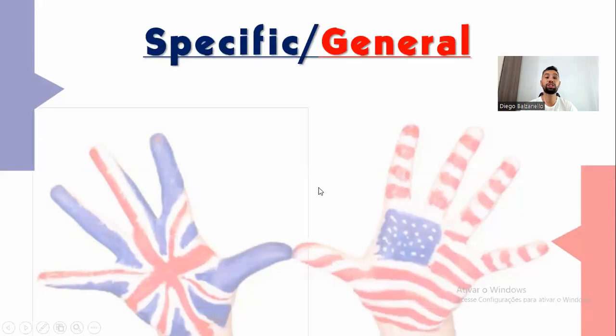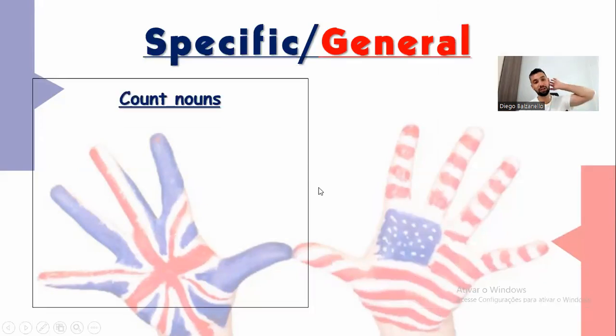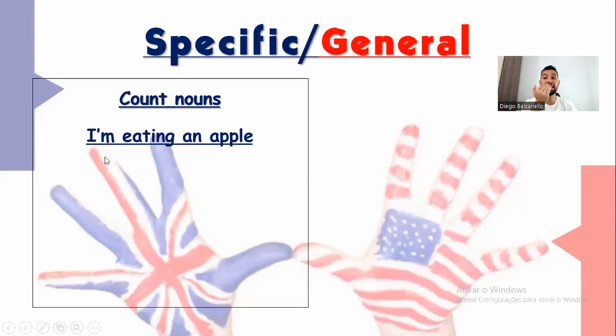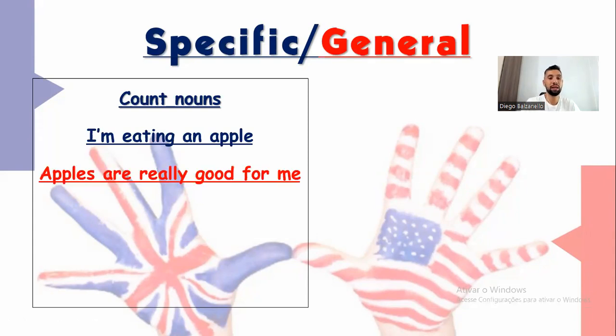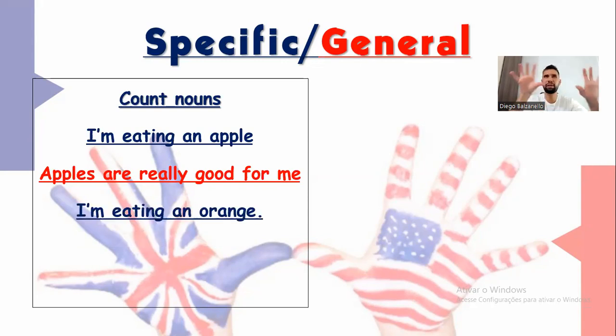Specific or general? One is specific for count nouns. I'm eating an apple. Okay. Apples are really good for me. So in that case, when it's general, with count nouns, I use the plural form. Apples are good for me. Apples are good for you. I'm eating an orange. Okay, there are many oranges. I'm eating an orange. Specific. And oranges are yummy. Oranges are delicious.